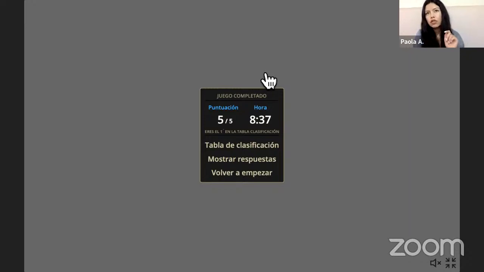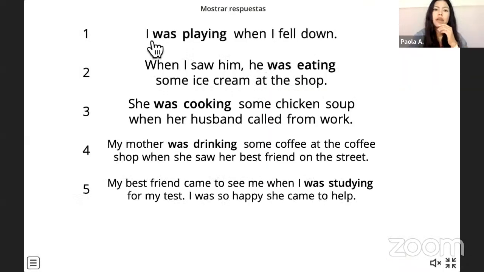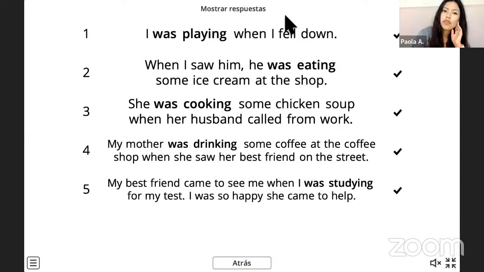So for example, here you see when. Note when introduces or interrupts the activity. I was playing when I fell down, or when I saw him, he was eating. So the use of when is to put these two ideas or two activities together. That's one that is in progress, and the other one just happened. That's the difference between continuous, in progress, and past, it happened already.